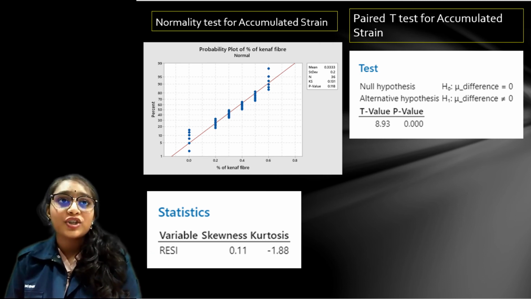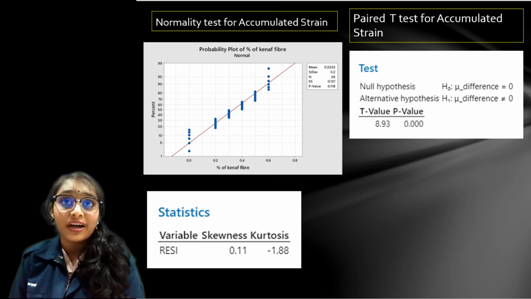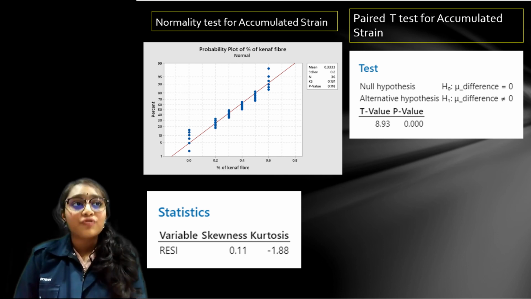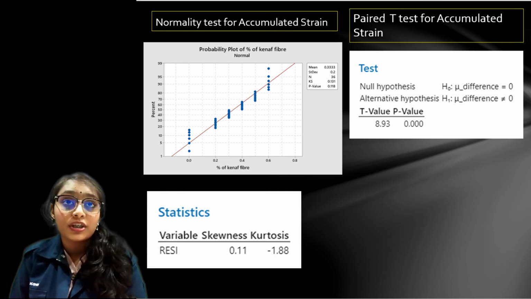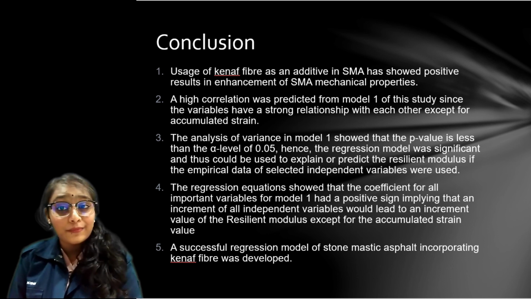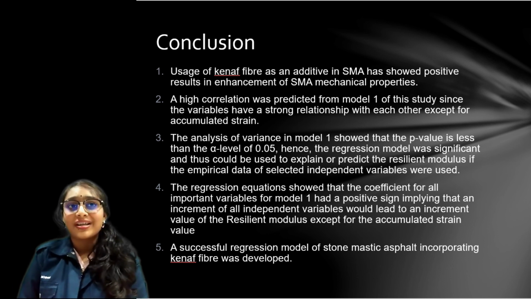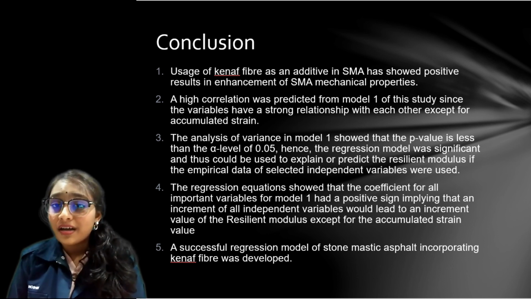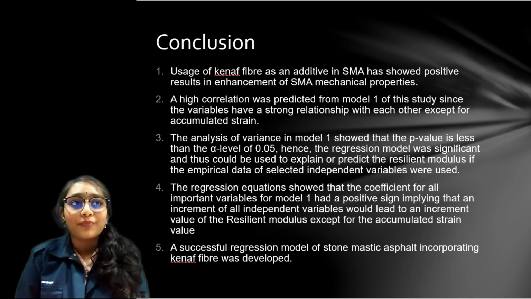The paired t-test showed that the p-value is lesser than 0.05. This indicates that the accumulated strain predictor model differs much from the accumulated strain empirical values. The study concluded that the usage of canal fiber as an additive in stone mastic asphalt has showed positive results in the enhancement of stone mastic asphalt mechanical properties.